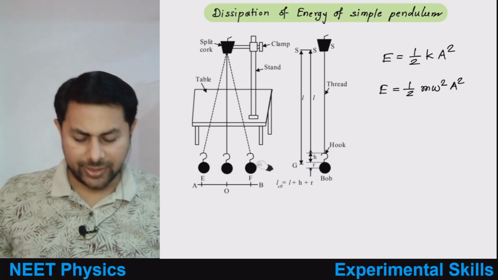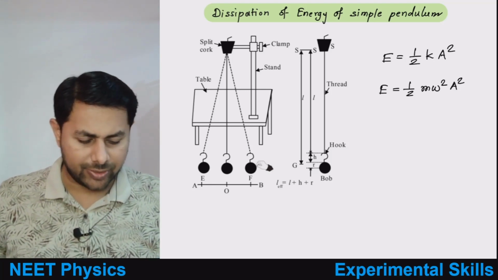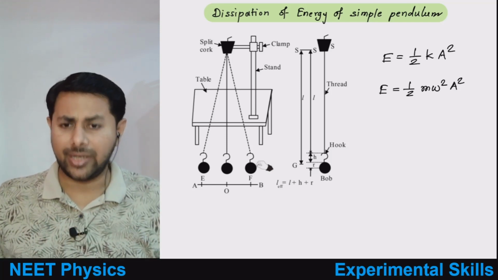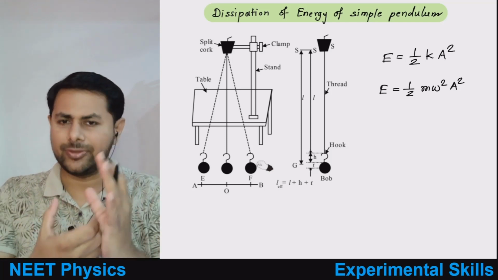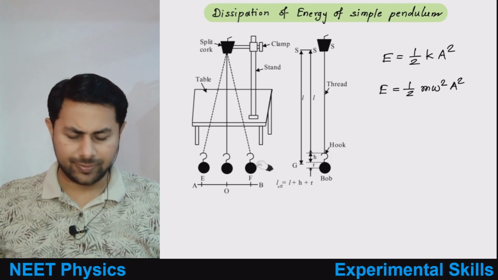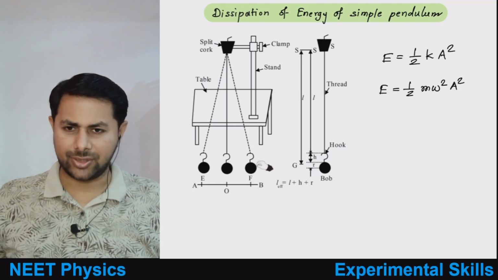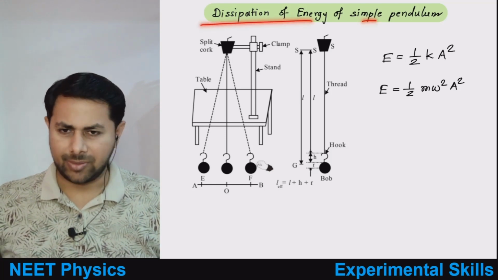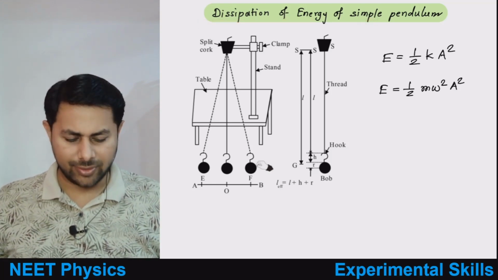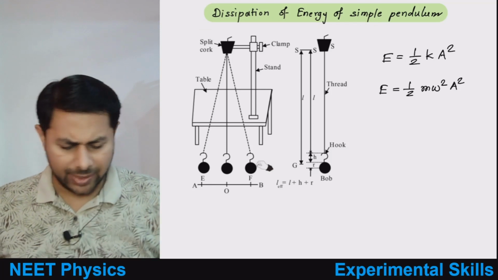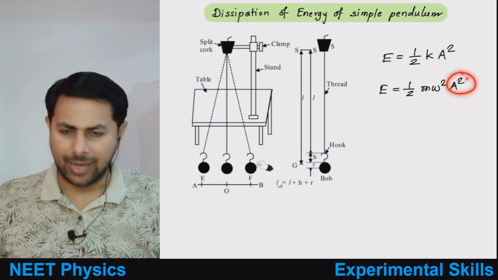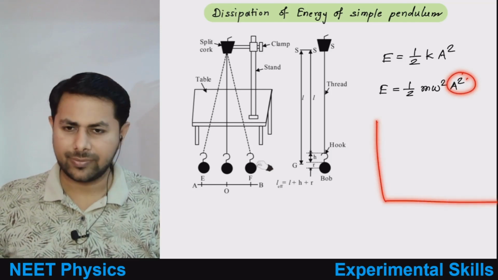Why do the oscillations die out? The oscillations die out because of the viscous force due to the air. The air will oppose the motion, that's why the oscillations die out. So we need to find out the dissipation of energy of a simple pendulum. What will we do? We can just plot a graph between a square, amplitude square, versus time.